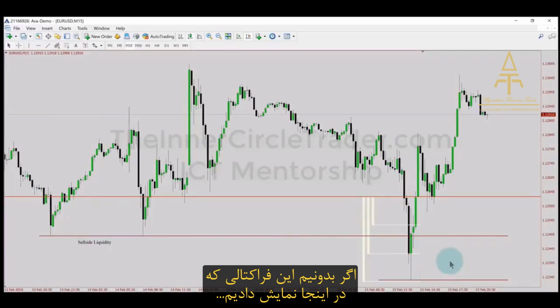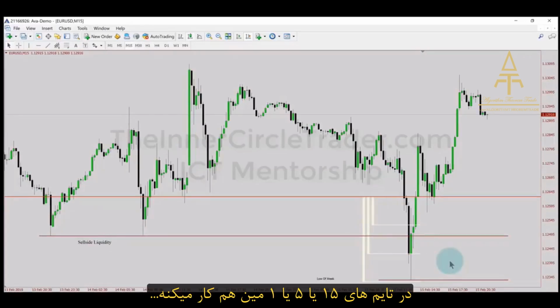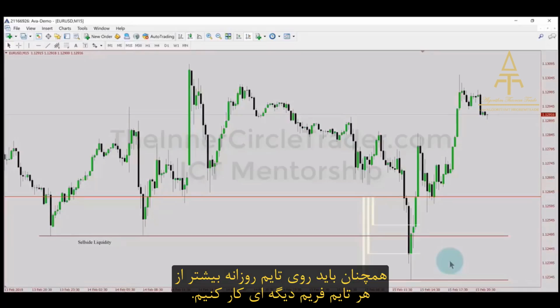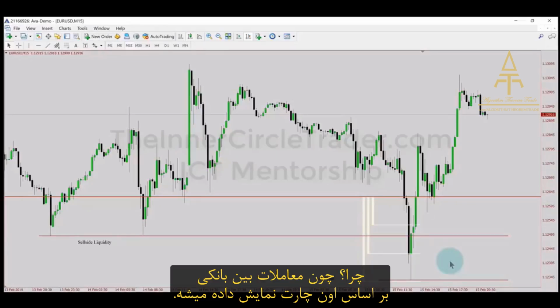If we know that that same fractal that's being shown here works on a 15-minute time frame, and it works on a 1-minute chart, a 5-minute chart, why won't it work on a daily? Absolutely will work on a daily. In fact, it's going to work more often on the daily than it will on any other time frame. Why? Because the interbank is based on what that chart's showing.